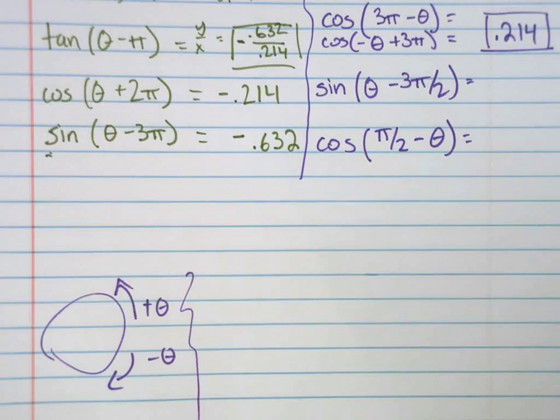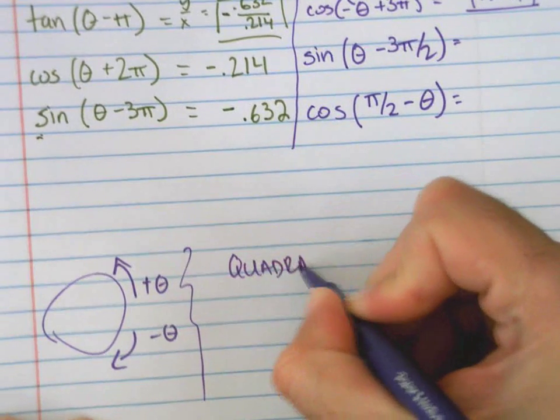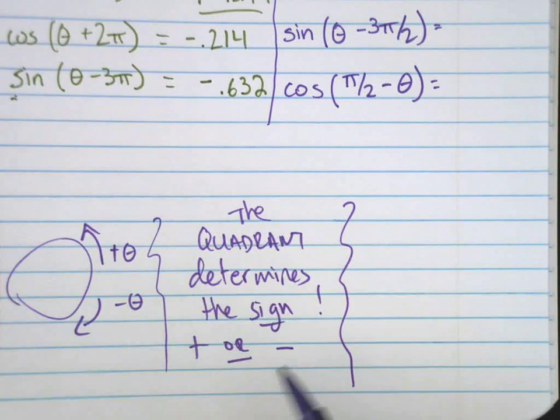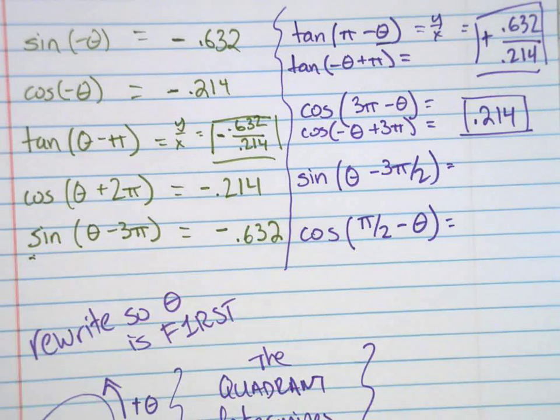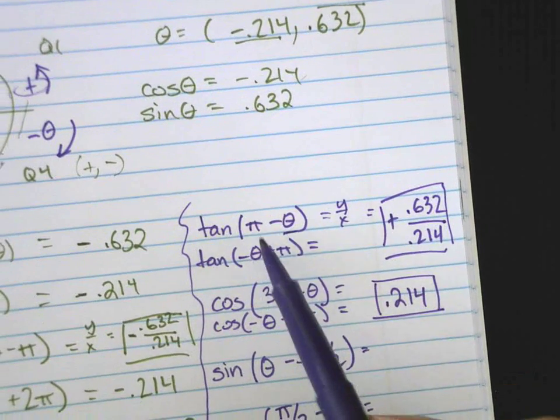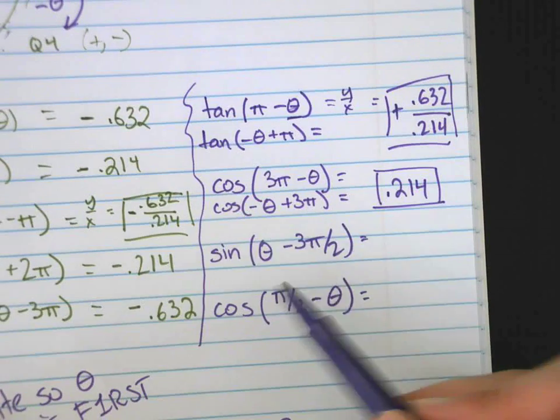Another summary. Quadrant determines the sign, whether it's positive or negative. The quadrant determines that, nothing else. Also, rewrite so that theta is first, like we were doing over here. We had to rewrite theta so that it was first. And lastly, do you remember what happens when I have 3 pi over 2 or pi over 2? Something very specific happens.